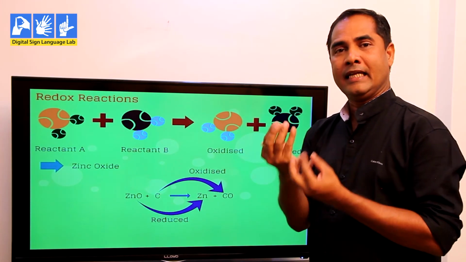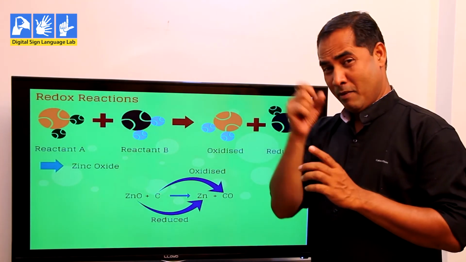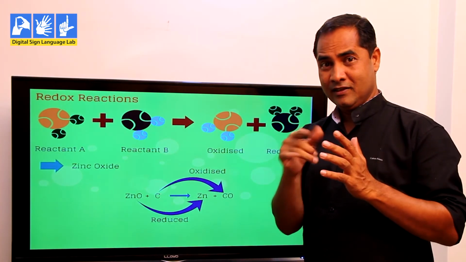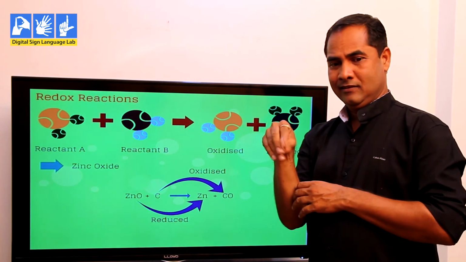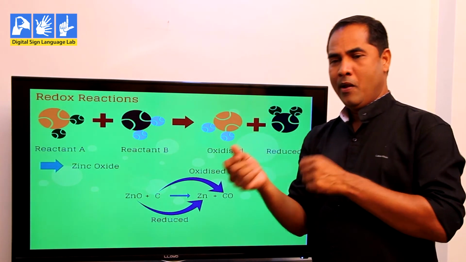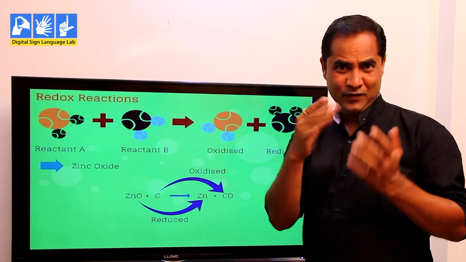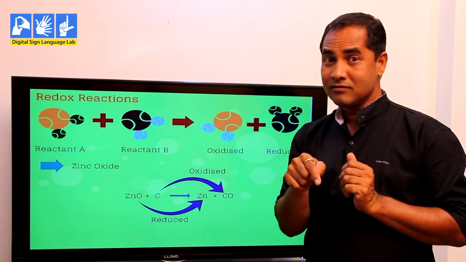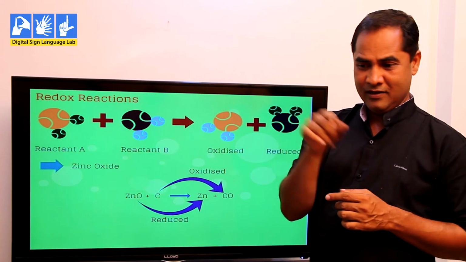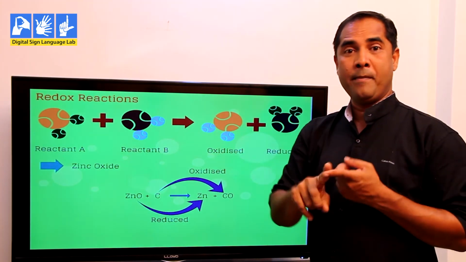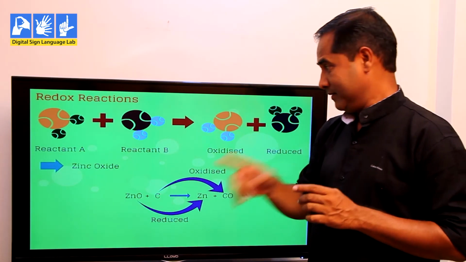Now we will see the redox reaction. We've already learned about oxidation reaction and reduction reaction, in which hydrogen was added. So these two reactions I hope you remember. Now if both happen at the same time, the oxidation as well as the reduction, we call it a redox reaction.